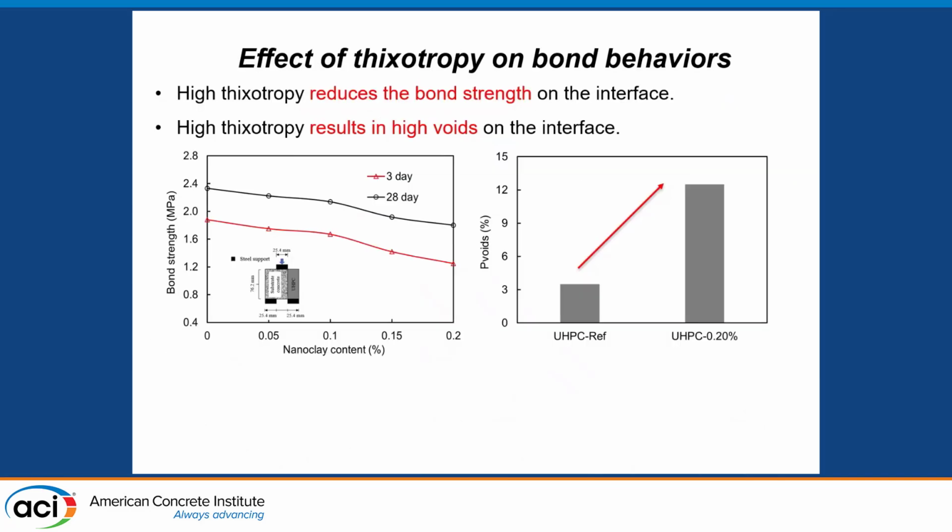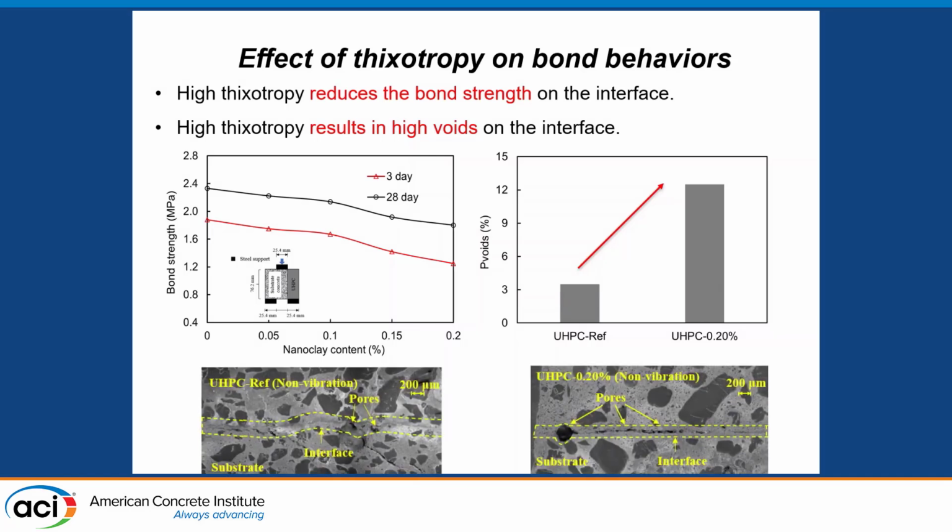So we use that to control the so-called rheology of it. And enhancing the thixotropy will have an adverse effect on the bond between the UHPC overlay and the substrate. So we saw that with the use of nanoclay or water-based nanoclay, we increase the thixotropy, but at the same time we reduce the bond, mainly because by using that we introduce more air at the interface between the UHPC and the substrate.